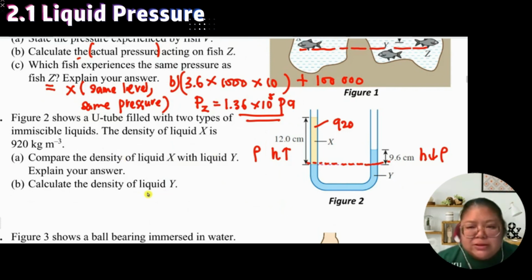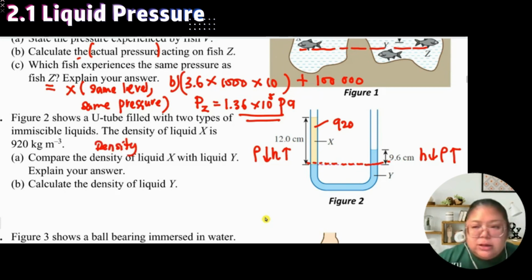This one is just now the question. What's the answer for question 2? Which one is denser? Y is denser, because this one h already is smaller. That's why you can see the liquid Y can push the liquid X to a higher level. That means X is less dense. Y is denser. That's why it can push. From here, we go to answer. A: the density of Y is bigger than the density of X.